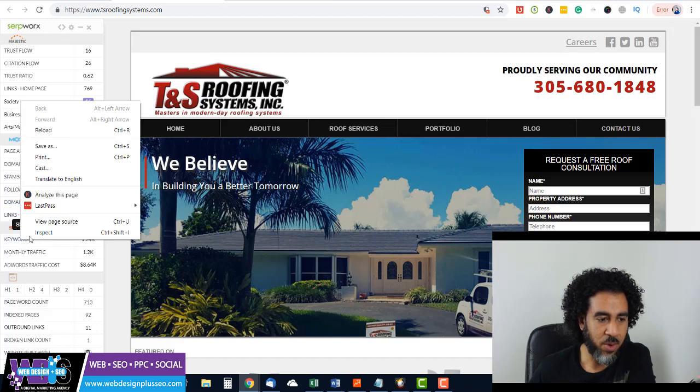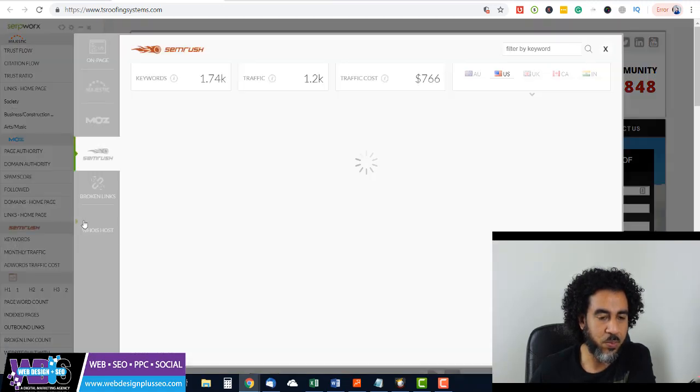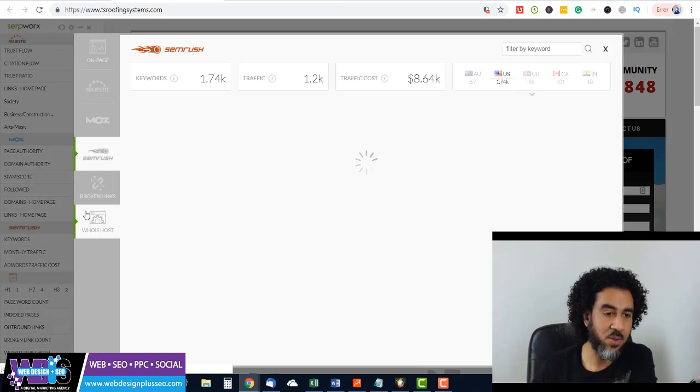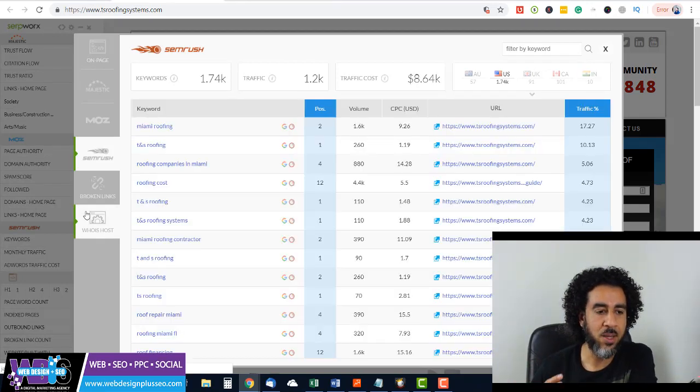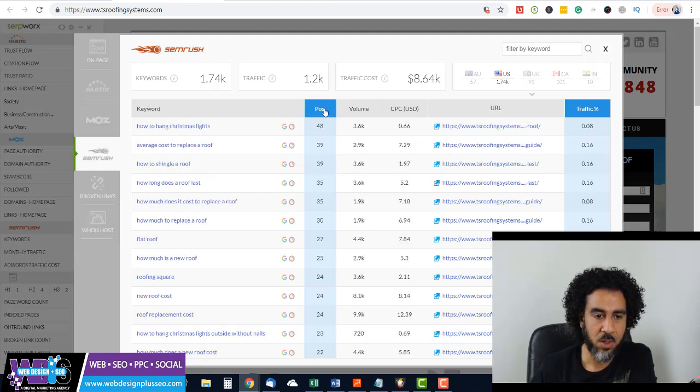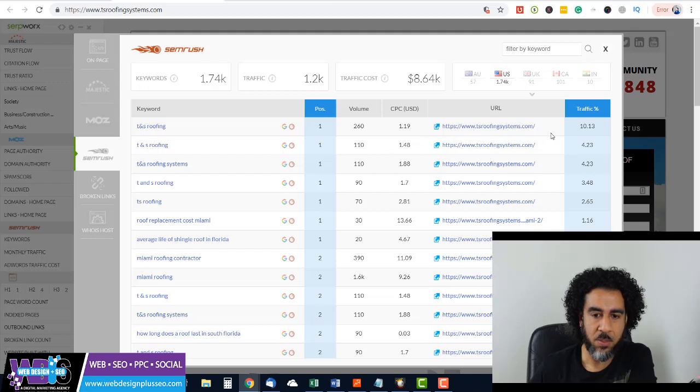You can see keywords. They're ranking for a lot of keywords, which is pretty good. That's how you can really tell whether a website is good or not, by how many keywords they're ranking for. The biggest traffic that they're getting is their brand name. You see they're getting at least 500 searches just on their name. People really know this business.